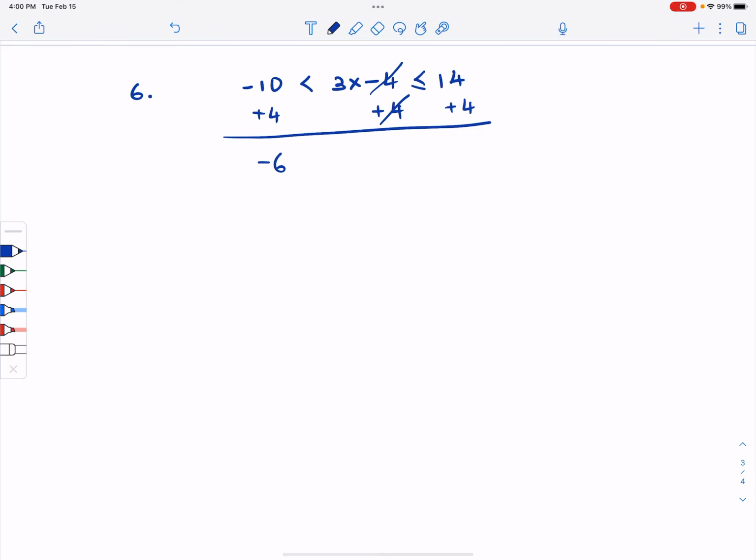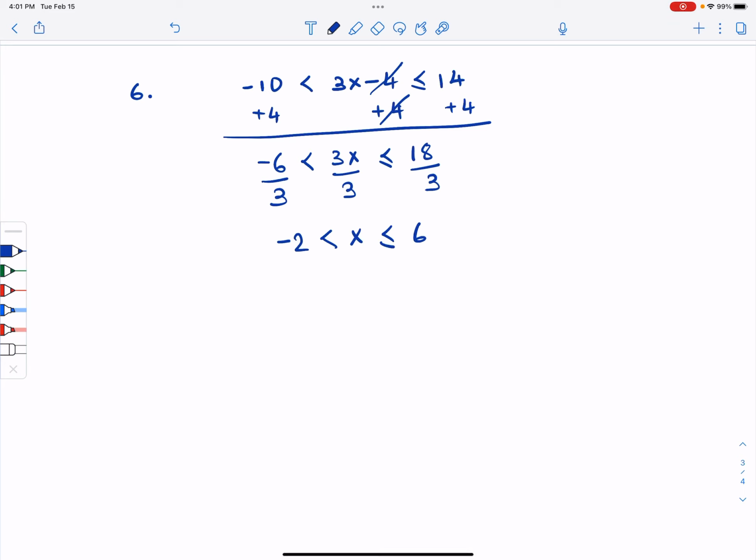It gives me negative 6 on the left, less than 3x, less than or equal to 18. All right, then I divide everything by 3 to isolate the x. So that gives me negative 2 less than x less than or equal to 6.